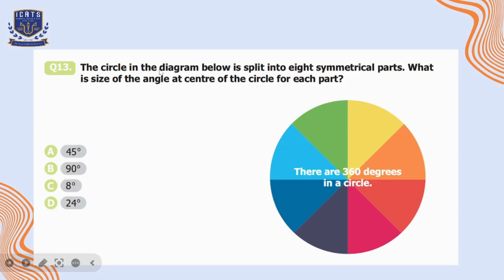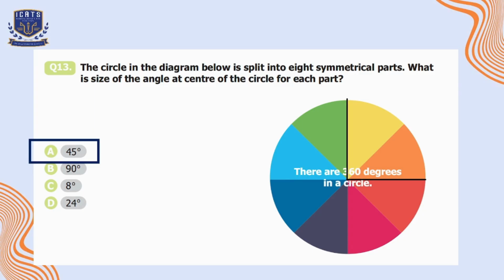Question number 13. The circle in the diagram below is split into 8 symmetrical parts. What is the size of the angle at the center of the circle for each part? So if we divide the circle into 4 parts and just take 1/4 of the circle, that is equal to 90 degrees. And half of 90 is 45. So we can say that each part of the circle is 45 degrees.